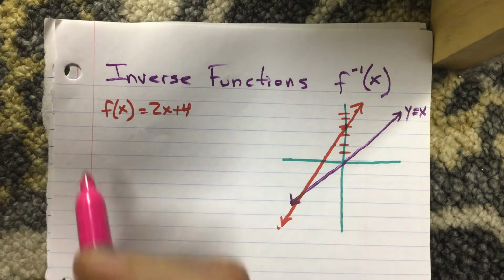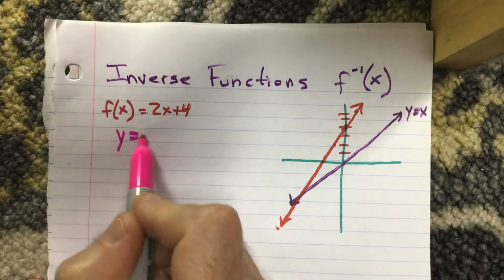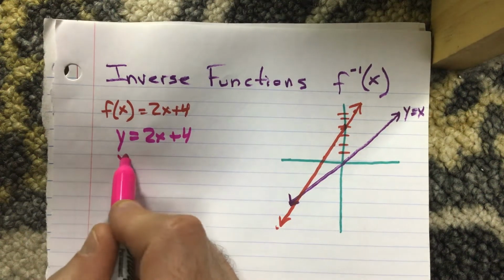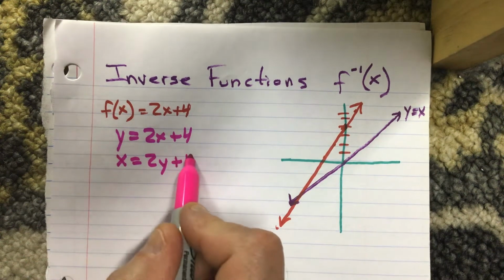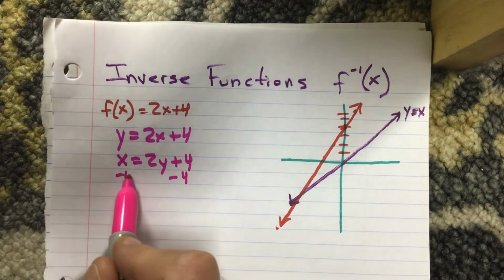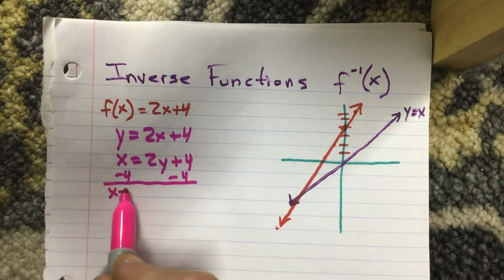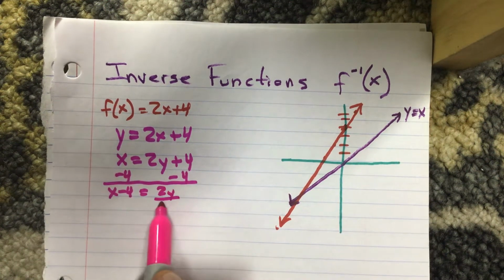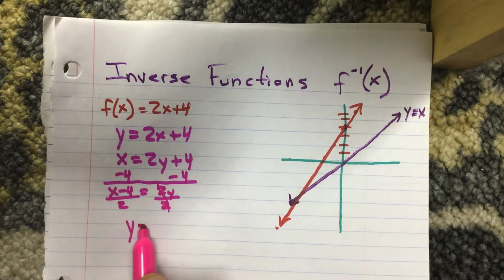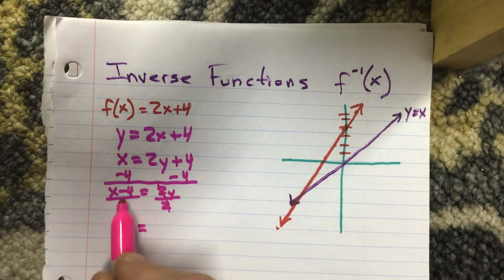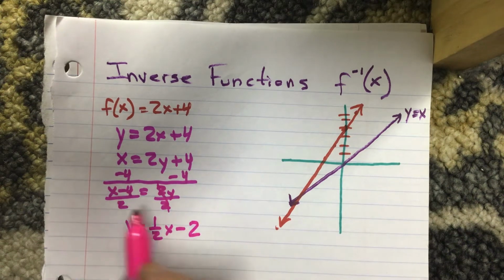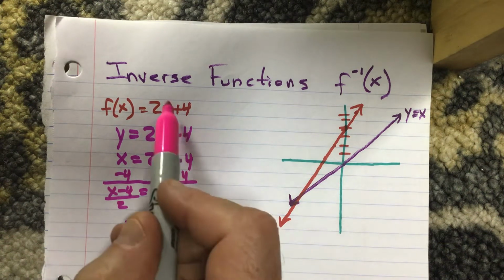You switch, let's use y for this for now, y equals 2x plus 4. You switch the place of the x and the y, so x equals 2y plus 4, and then solve for y. Try to get y by itself. So subtract 4 from both sides. You get x minus 4 equals 2y, and then divide everything by 2. And now you have y by itself. y equals, I can write this as 1/2 x minus 2. 4 divided by 2 is 2. This is the inverse function of this.